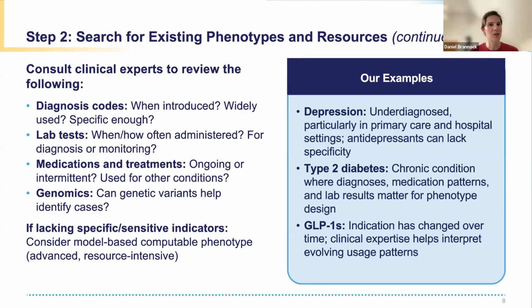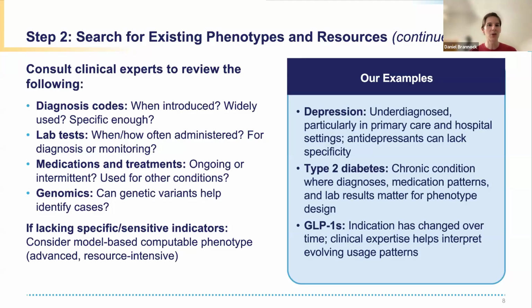I've been involved in some long COVID research, and long COVID research started before there was a long COVID diagnosis code. That's relevant information for us, the research analysts. They can tell you about how often lab tests are administered, whether medications are ongoing or intermittent, or if they're being used off-label. And geneticists can help you identify which genetic variants might help you identify cases that you're interested in.